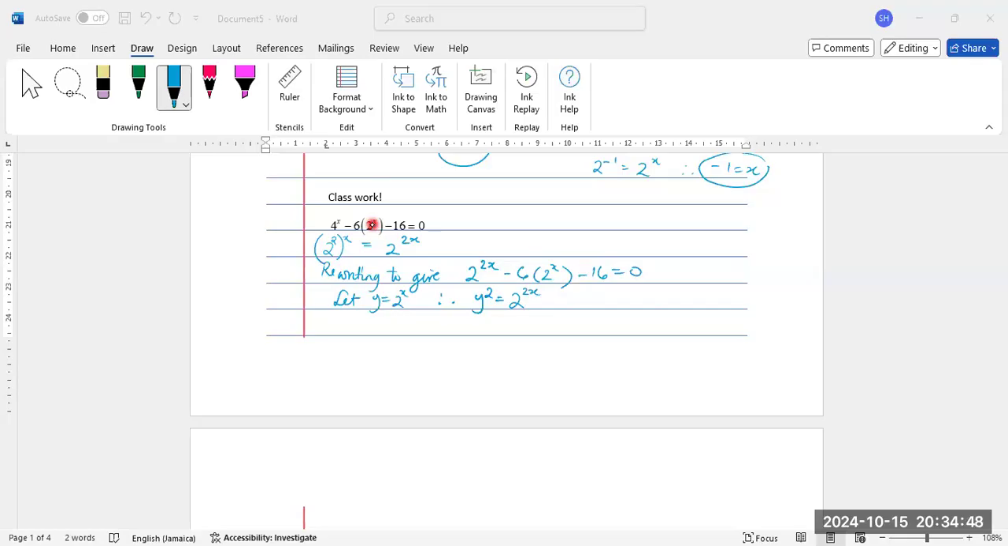I have y equals 2x. It's not 2x, it's 2 to the x. Y equals 2 to the x, yes. Sir, I got it wrong, but I end up at the same answer. The only reason you end up here is because there's no number multiplying this 4 to the x. If I had something like 3 times 4 to the x, your answer would have been incorrect. Understand?